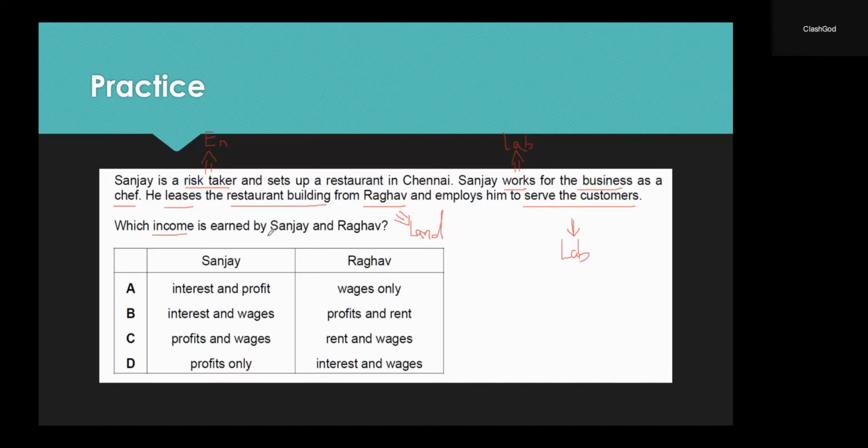So which income is earned by Sanjay and Raghav? We already know that the enterprise earns the profits, capital earns the interest, labor earns the wages, and land earns the rent. So Sanjay, the enterprise and the labor, earns profits and wages. Raghav is the owner of the land and also a laborer, so he earns the rent and wages. That's it for today.